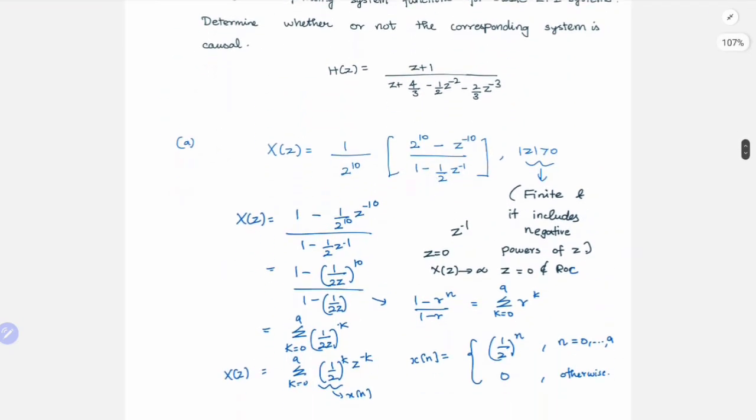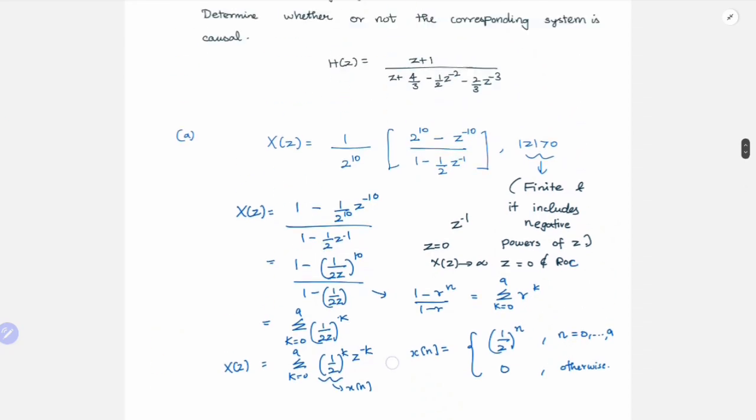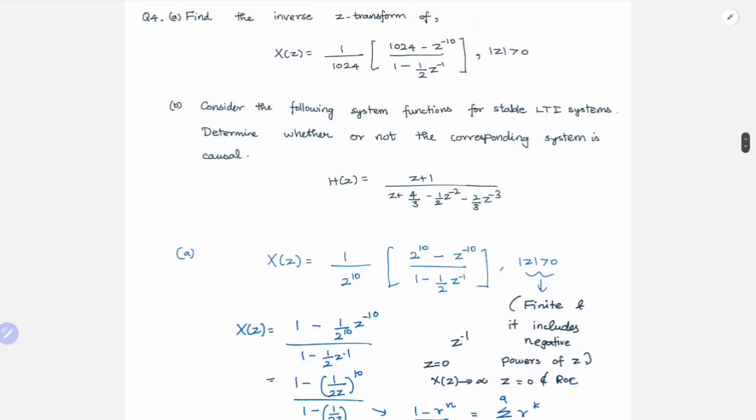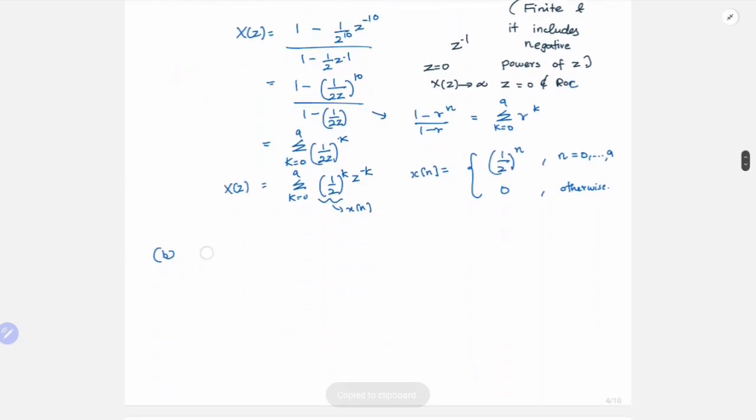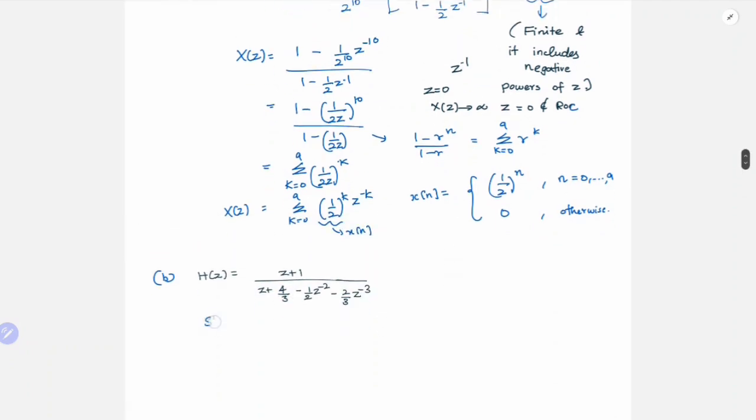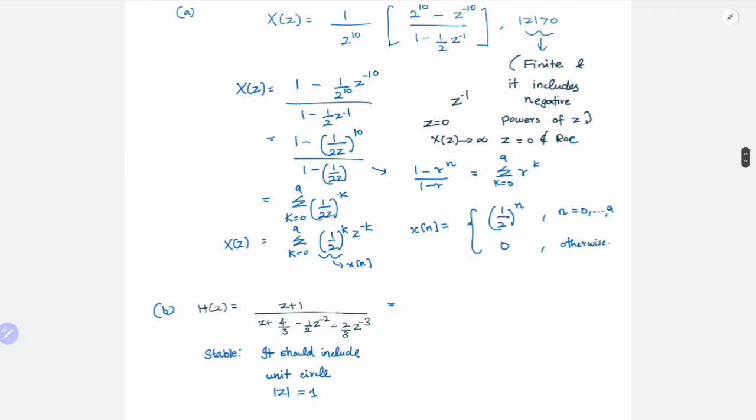And in your B part they have given this function and they are asking whether this is causal, and they have given that it is stable. Okay, let us determine. It is given that it is stable, so it should include the unit circle, mod z equal to 1. So we can try to factorize the denominator. So we have z plus 1 by z plus 4 by 3 minus.